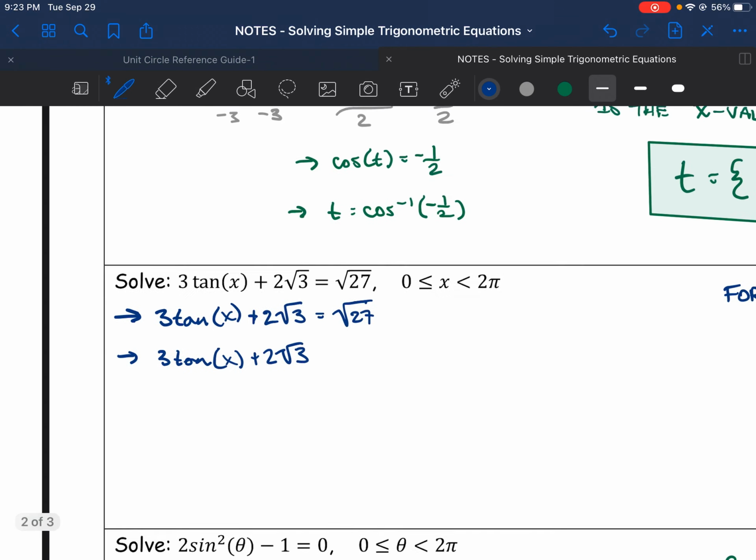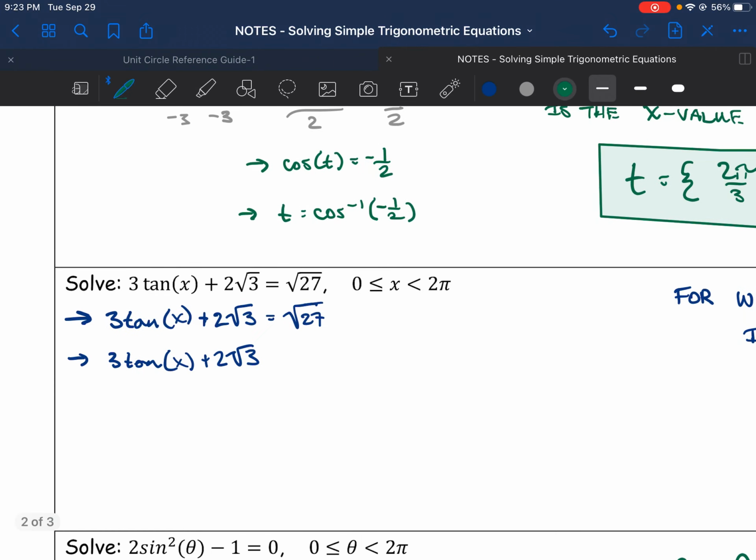Let's do a little bit of side math here. I'll do this up in red. Square root of 27, well, 27 is 3 times 9. 9 is 3 times 3. So we would have 3 3's underneath the square root, and this would simplify to 3 square root of 3. Okay, so this is 3 square root of 3.